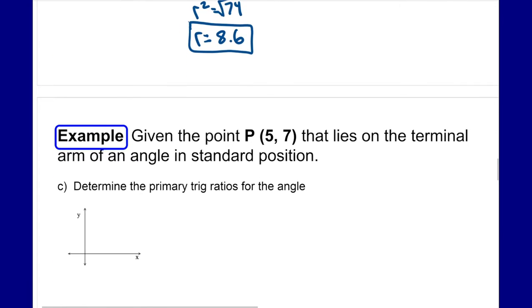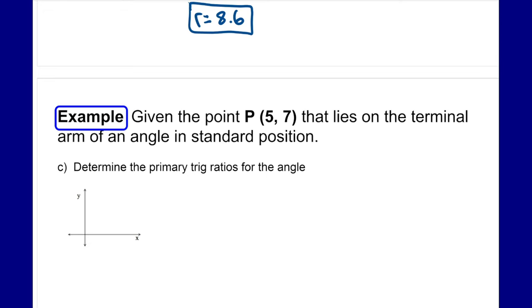Given that point again, let's come up with the primary trig ratios. So again, I'm going to roughly draw out my terminal arm. It does form a right angle triangle we previously saw. So if this is the point (5, 7), we said that this was 7, this was 5, and we previously found that this was 8.6.